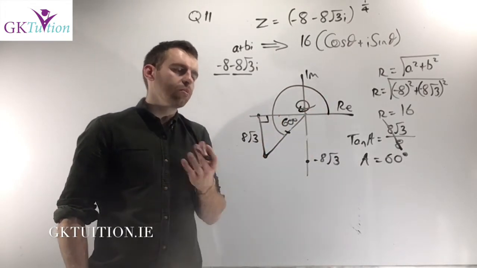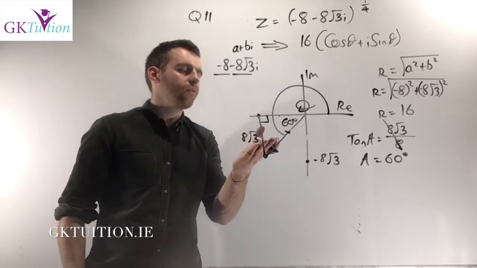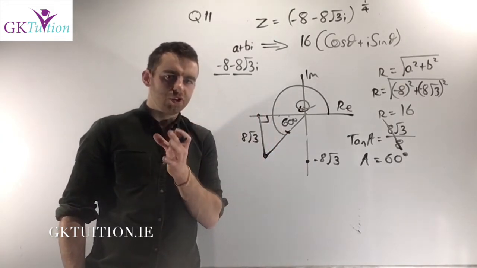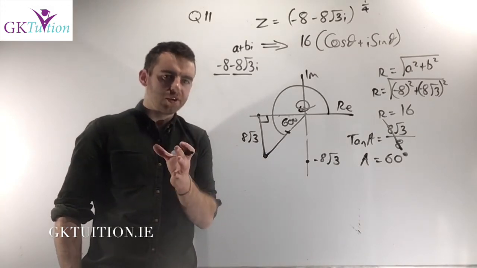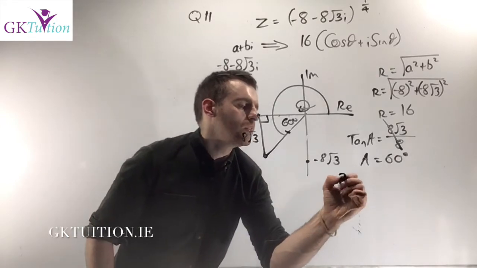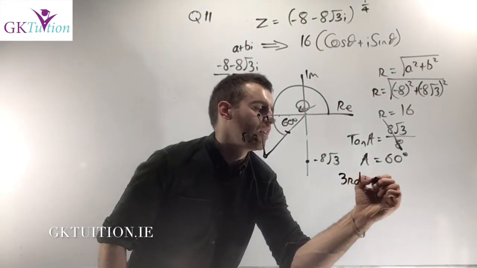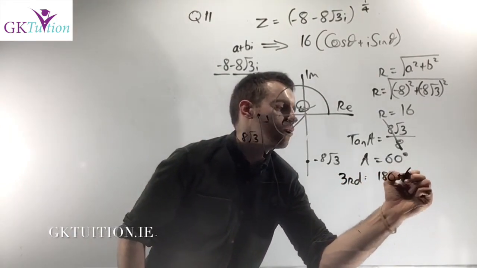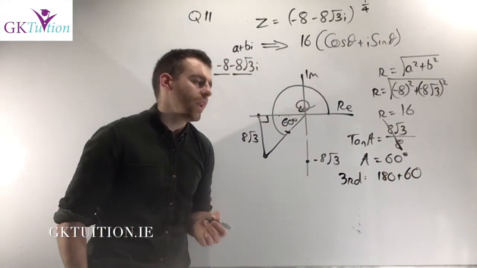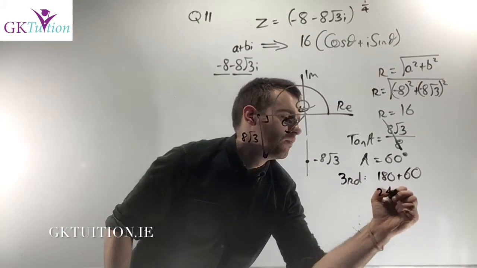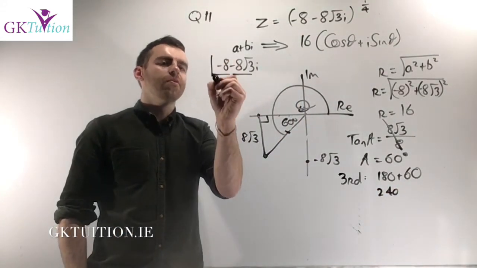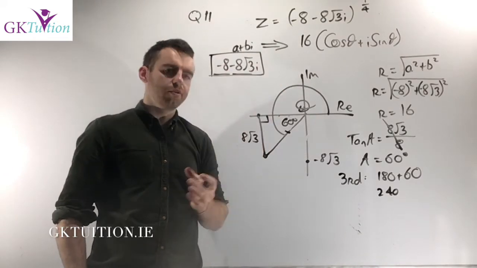But obviously, in order to work out what theta was, I needed to first work out that this is 60 degrees. I want you to just think of your trigonometry here, of your unit circle. To get a value in the third quadrant, the way we always get values in the third quadrant is we think of it as 180 degrees plus my reference angle, which is 60 degrees. 180 plus 60 is 240. So I know that theta, the argument for this complex number, is 240.